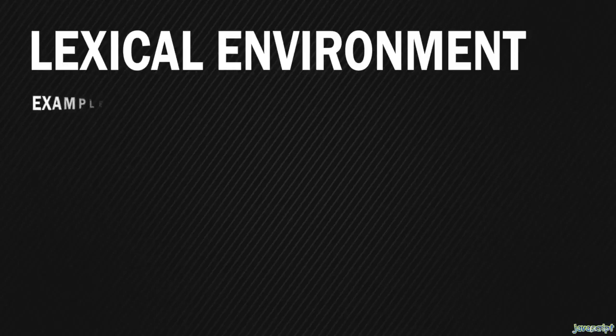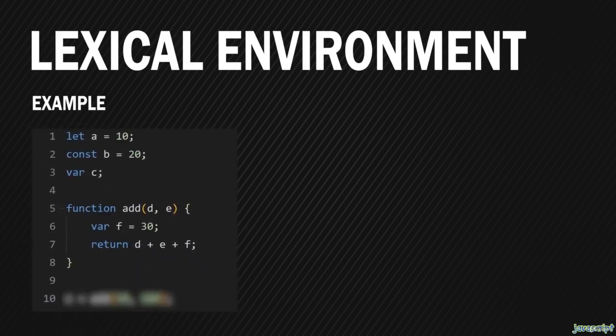By now you know that I'm a fan of examples, so let's get into one to understand how this lexical environment works. Let's say we've got code. So let's understand how this code works. I've blurred out the last statement, and that's just when we're going to execute this function. But for now, we haven't executed this. We've just declared all these variables and functions.